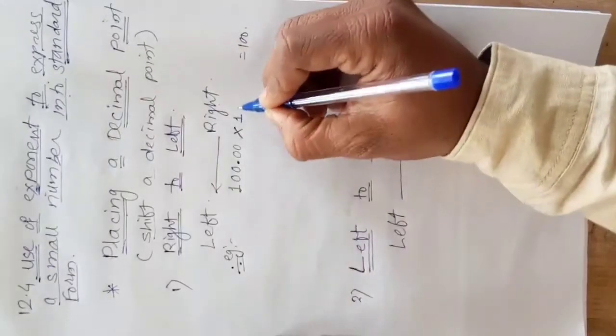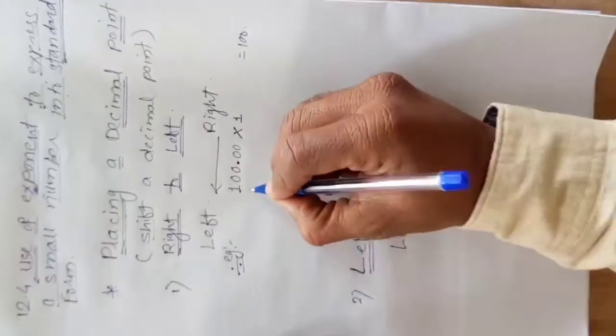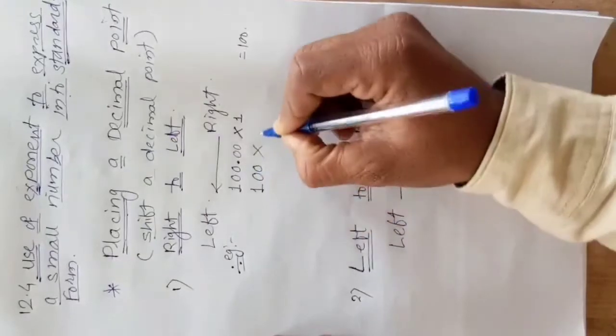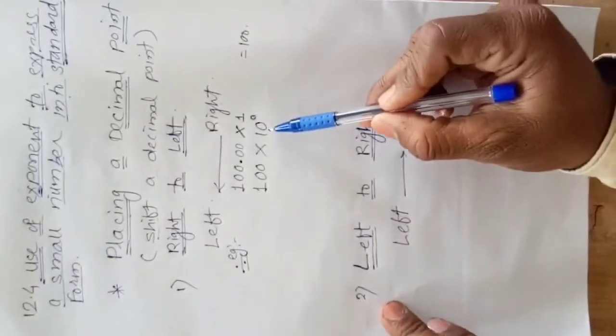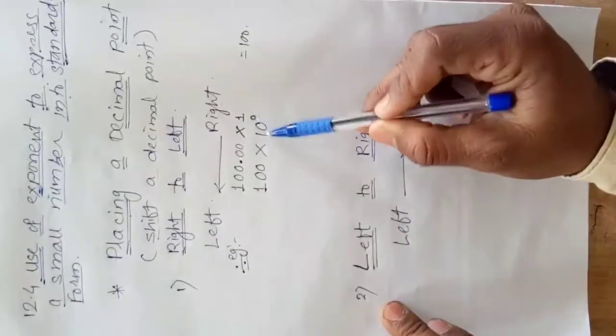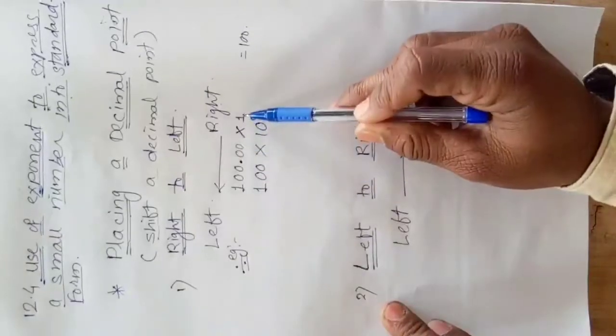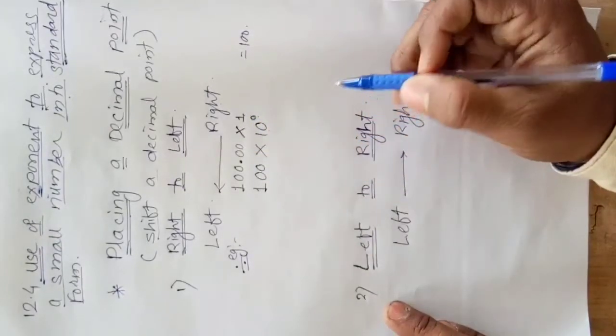But this can also be written in the form of 100 into 10 raised to the power 0. There is no change, because any number whose power term is 0 always equals 1, and 100 into 1 equals 100.